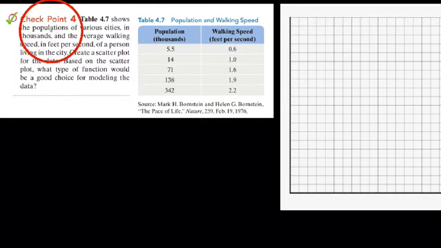Let's read through this. It says, table 4.7 over here shows the populations of various cities in thousands and the average walking speed in feet per second of a person living in that city. That's kind of an interesting set of data to correlate. But it says create a scatter plot for the data. Based on the scatter plot, what type of function would be a good choice for modeling the data?